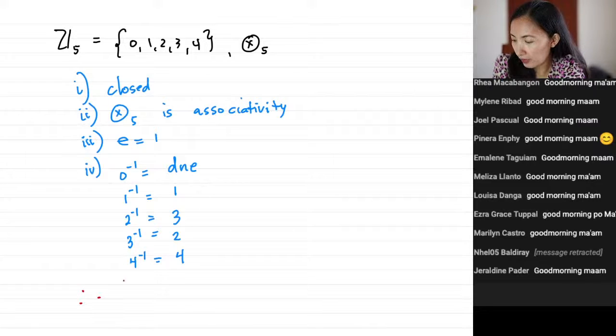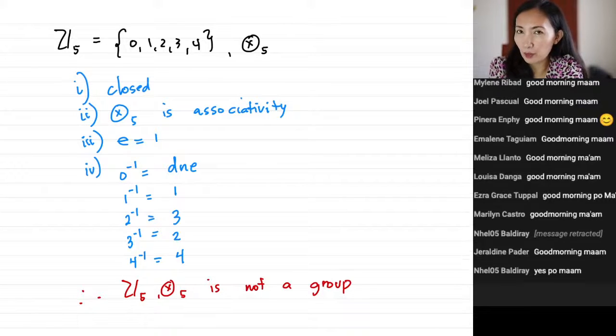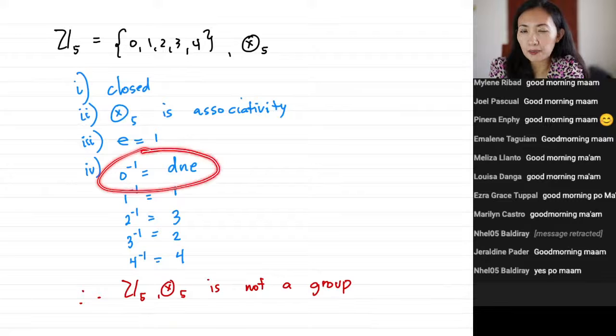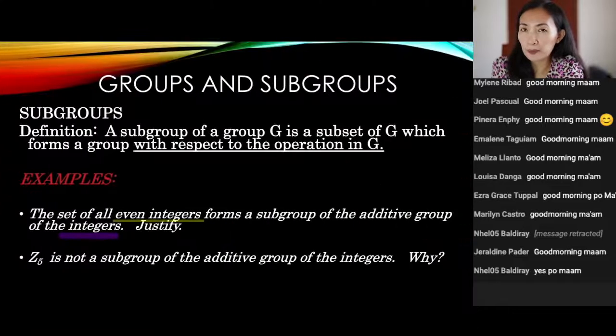Z sub 5 under the operation multiplication modulo 5 is not a group. Okay? It's not a group. So from now on, we shall be talking about additive groups only. Additive group. There is no multiplicative group, because the inverse of 0 does not exist, okay, with respect to multiplication. I think that is clear now, so we could move on to subgroups.